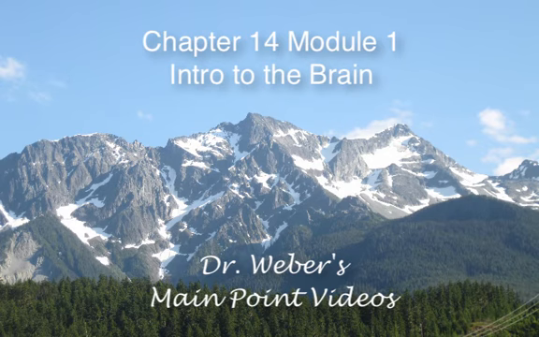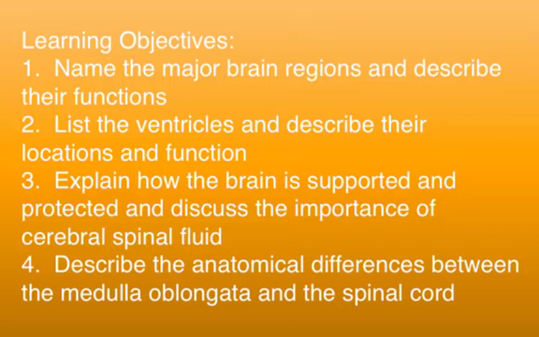This is Chapter 14, Module 1, Intro to the Brain. The learning objectives of this module are: 1. Name the major brain regions and describe the locations and functions of each. 2. List the ventricles and describe their locations and function. 3. Explain how the brain is protected and supported and discuss the importance of cerebral spinal fluid. And 4. Describe the anatomical differences between the medulla oblongata and the spinal cord.